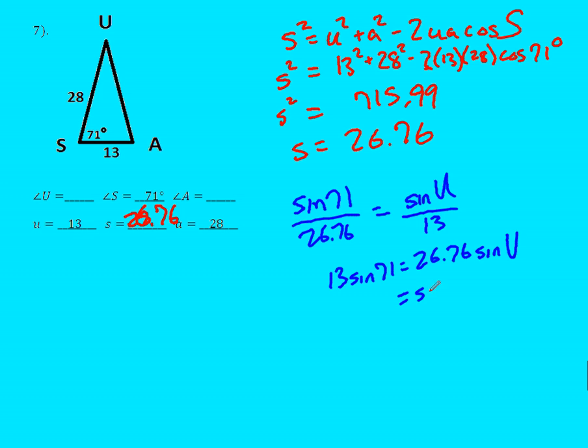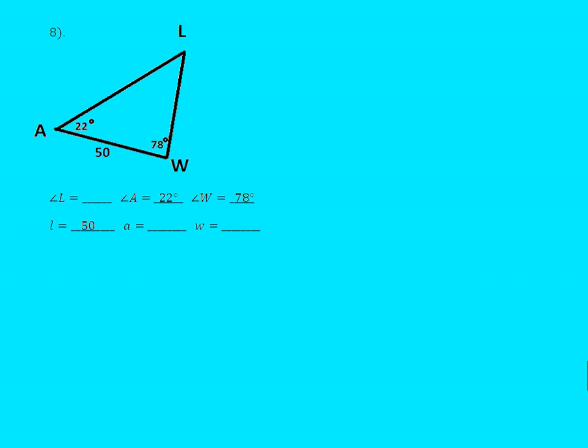It means that sine of u, when I divide, will be 0.4593. And that means that angle u is going to be 27.34 degrees. And that means that in the end, to find the last angle, I'm just going to add them up, and I should get 81.66 degrees for my final angle there. Alright? Two more. Number 8, triangle LAW.